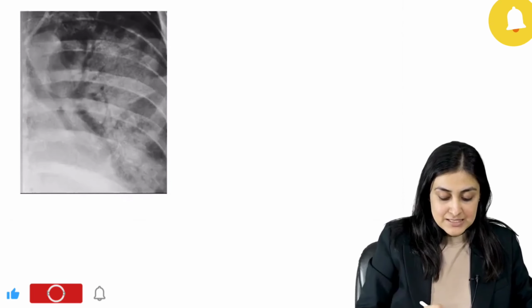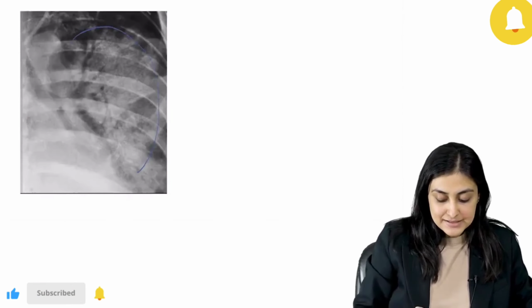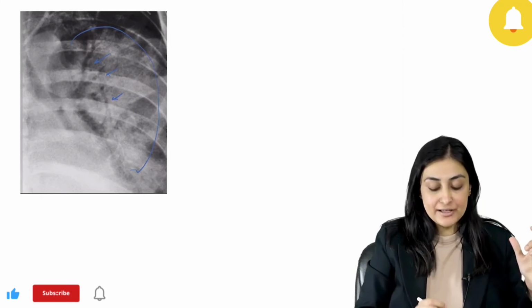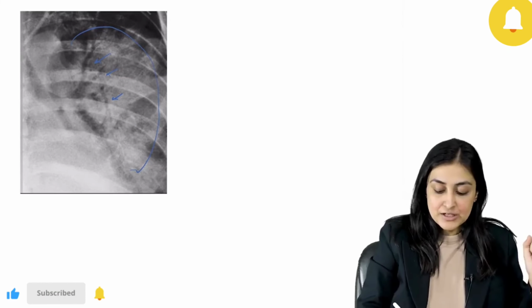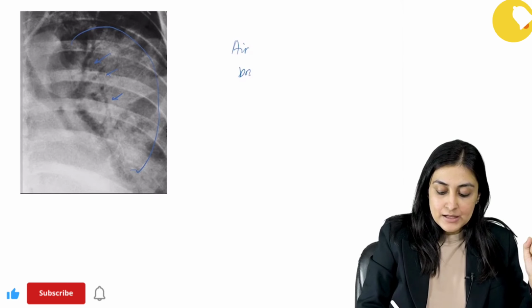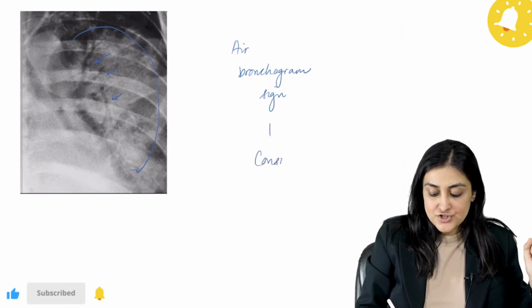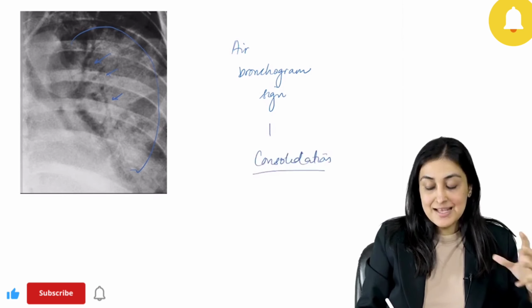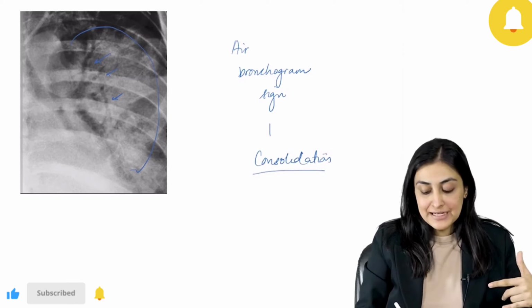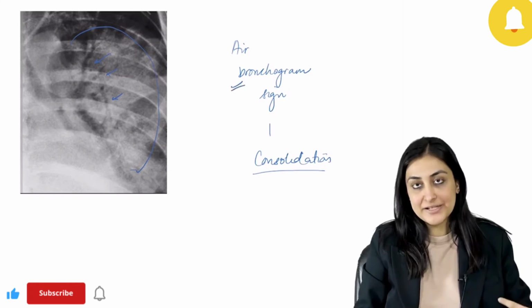One more sign that we will see is when you have this opacity, and you will see that the bronchi are air-filled and they are visualized separately. This is called the air bronchogram sign. So this is the air bronchogram sign, which is a sign of consolidation. Again, it means that the alveoli are opacified and you are having the bronchi which are patent.